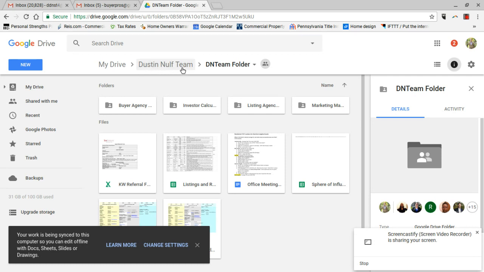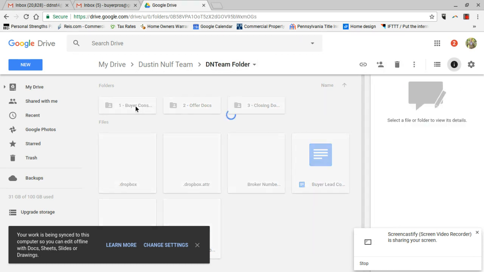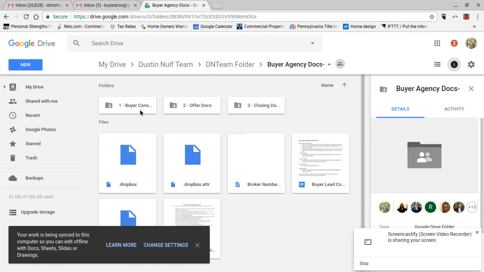So in Google Drive, if you go into the DN team folder and you go into buyer agency, you're going to find 3 folders here. They're labeled 1, 2, 3 because they're in order of the way you would work with a buyer, right? So folder number 1 is your buyer consultation stuff. It's got scripts and stuff for you to say whenever you're talking to the buyer first, pre-qualification questions, stuff that you're going to go over with them whenever you meet them for an initial consultation about loan types and things like that. So that's what's in the first folder here.